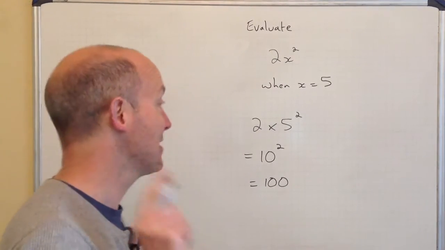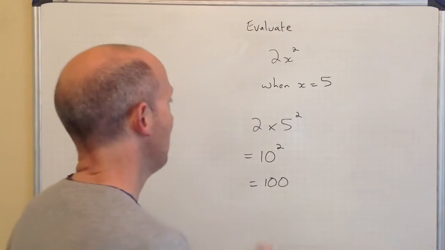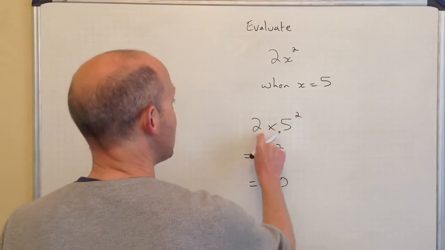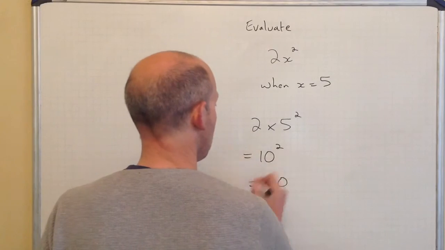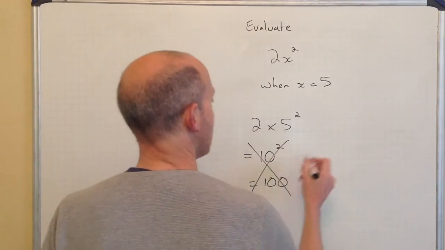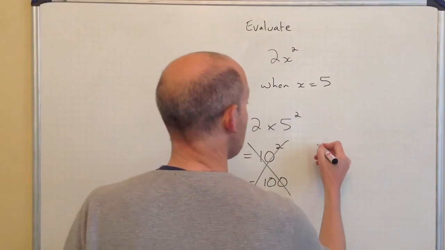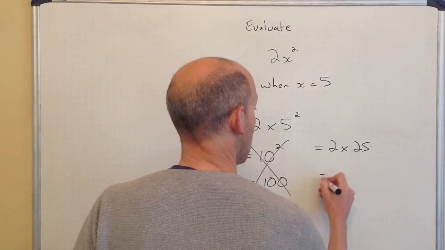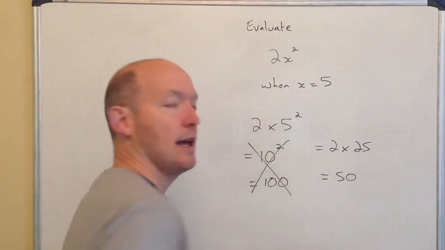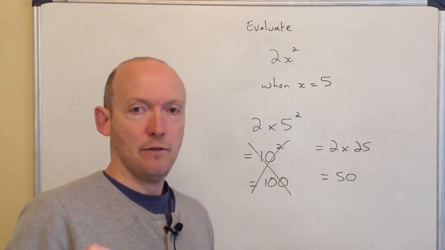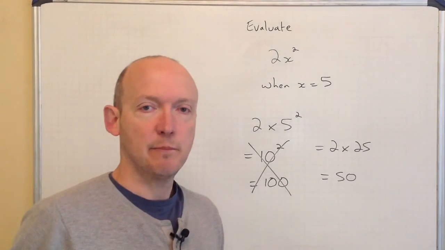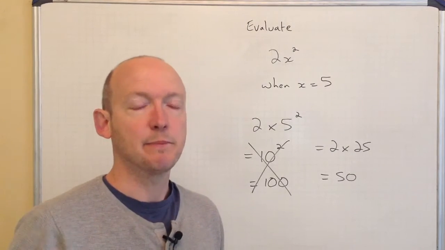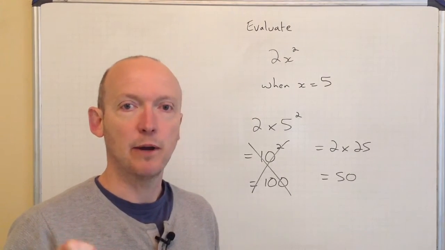Why is it wrong? Because it doesn't follow the rule of BODMAS. BODMAS says powers beats multiplication. So what we should be doing there is not that. We should be saying that's 5 squared. So we do 2 times 5 squared is 25, and 2 times 5 is 50. Not being aware of BODMAS, not having it in the forefront of your mind can cause problems, lots of problems, particularly with algebra. So something I want you to be aware of.